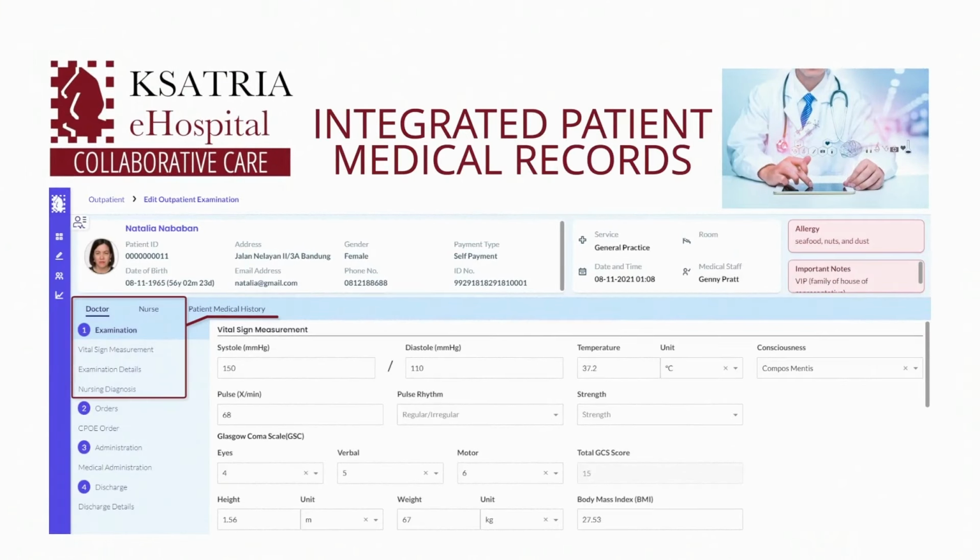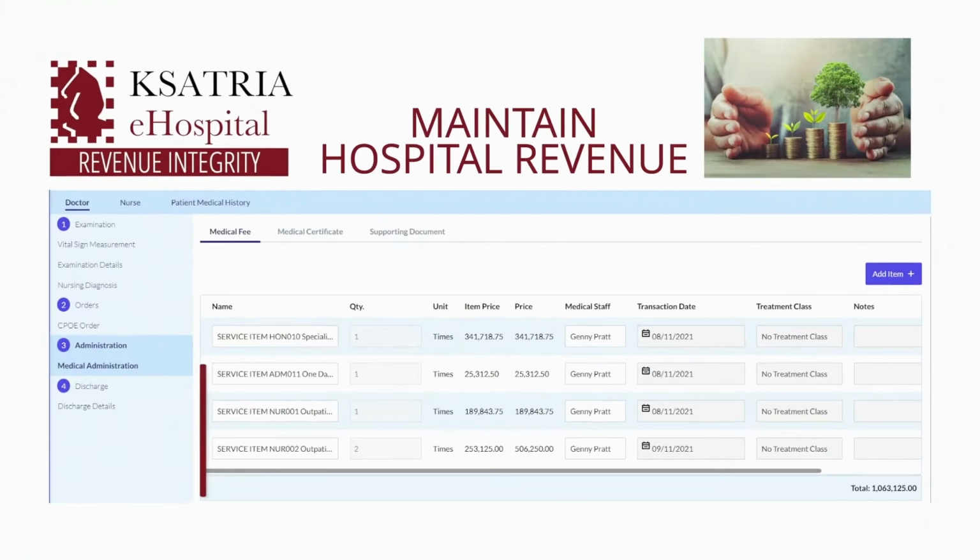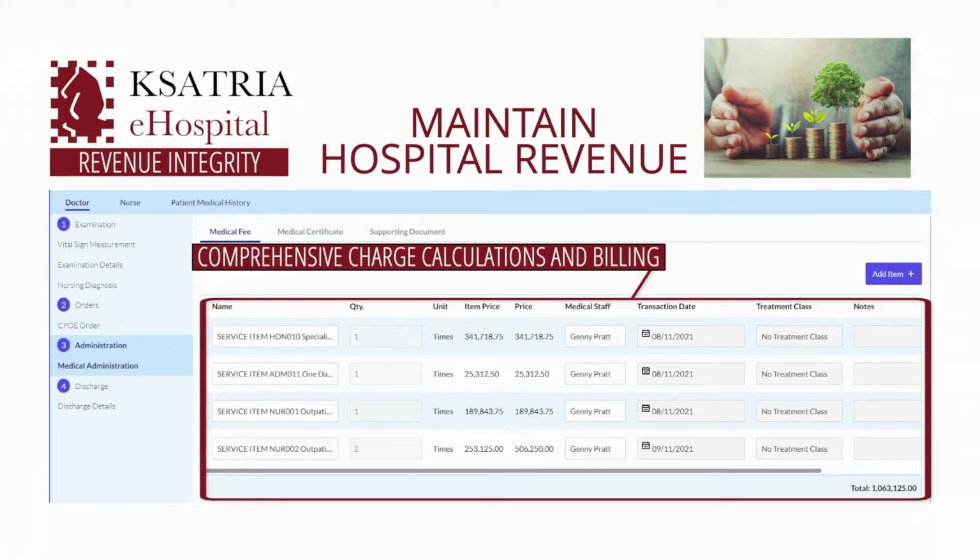Examination reports that support collaborative care, gathered as a complete medical history, all accessible on a single-page application. Minimize the loss of revenue from income leakages, missed charges, and improper calculations.